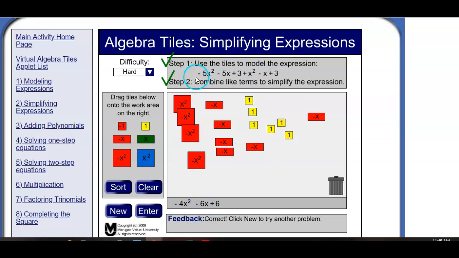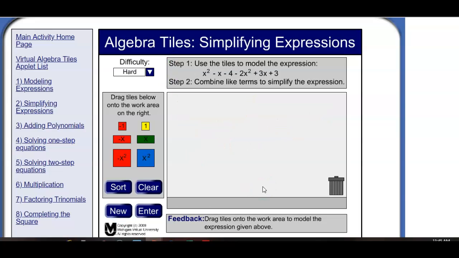So our final answer after combining all of our like terms, which in this case we only had one set of like terms that we could actually combine. Let me take that back. We combined the negative and positive pair, but then we are also looking at all of the x's all together and all of the ones all together to combine our like terms as well to get negative 4x squared minus 6x plus 6.